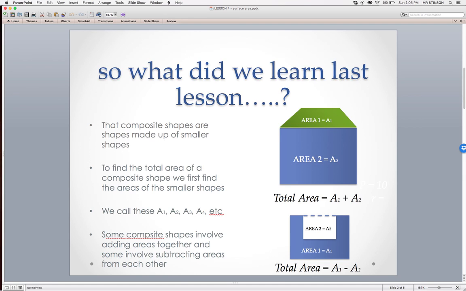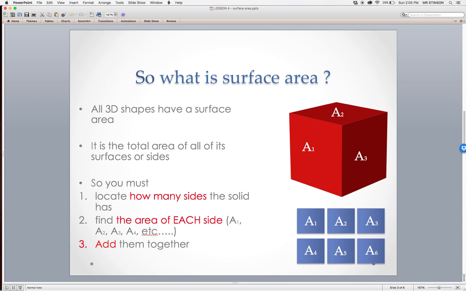So what are we looking at today? Surface area. All three-dimensional shapes have a surface area. The surface area is the total area of all of its surfaces or sides. The cube to our right is a good example of a three-dimensional shape.